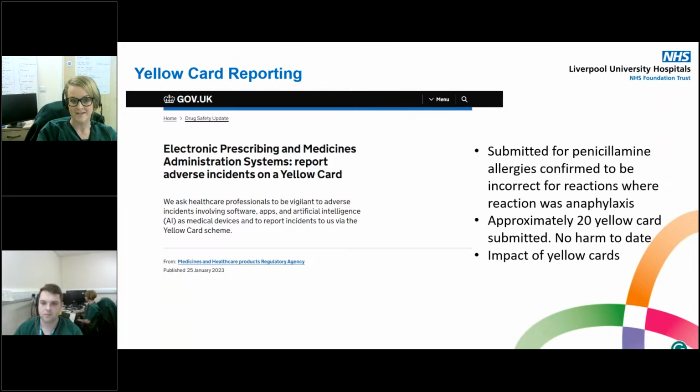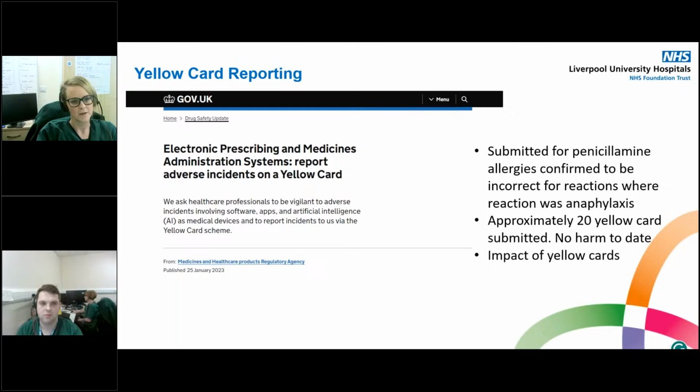We did therefore consider this at the point where we were getting the frequent penicillamine incorrect records for yellow card reporting, and have submitted those for the cases where penicillamine was the incorrectly recorded allergen and the reaction for the patient was in fact anaphylaxis to penicillin, and over time have probably submitted approximately 20 yellow cards. All of our incidents have been detected, so are no harm events locally, and what we don't know or haven't got visibility of, and hopefully we will see going forward, is what the impact of reporting within yellow card systems will be.